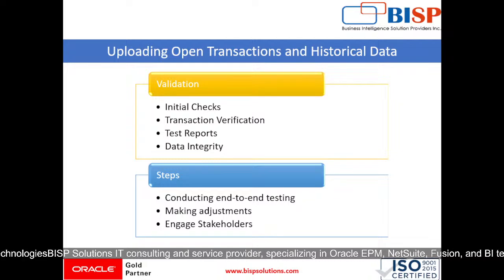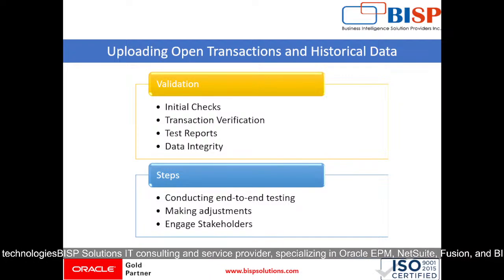Then we will be testing reports, where we will be generating key financial reports, for example profit and loss and balance sheet, in NetSuite and comparing them to reports from QuickBooks to confirm accuracy. Then comes data integrity, where we ensure that all the related data, such as linked payments or orders, are correctly mapped and displayed in the system.